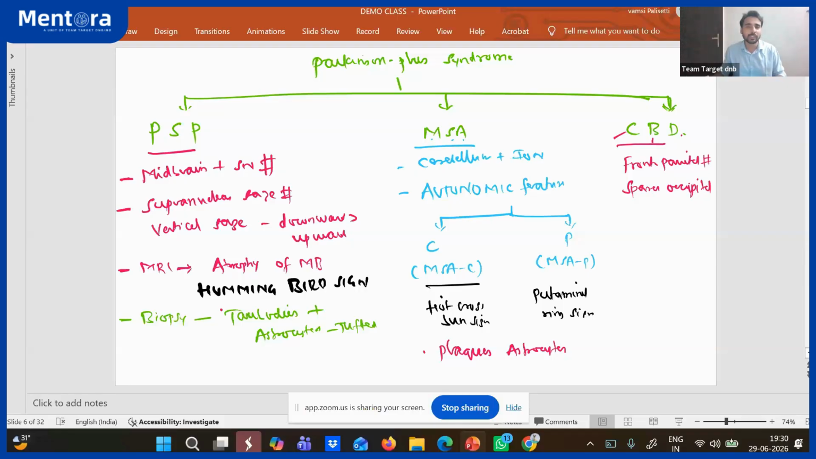Very important. Which lobe is spared in the case of corticobasal degeneration? It is always the occipital. Right? So that's why the patient will have cortical signs like apraxia, agnosia, all these things, and basal ganglia features like Parkinson's features also. Simple. Very important. That's it. So these are very important. These things you have to remember.